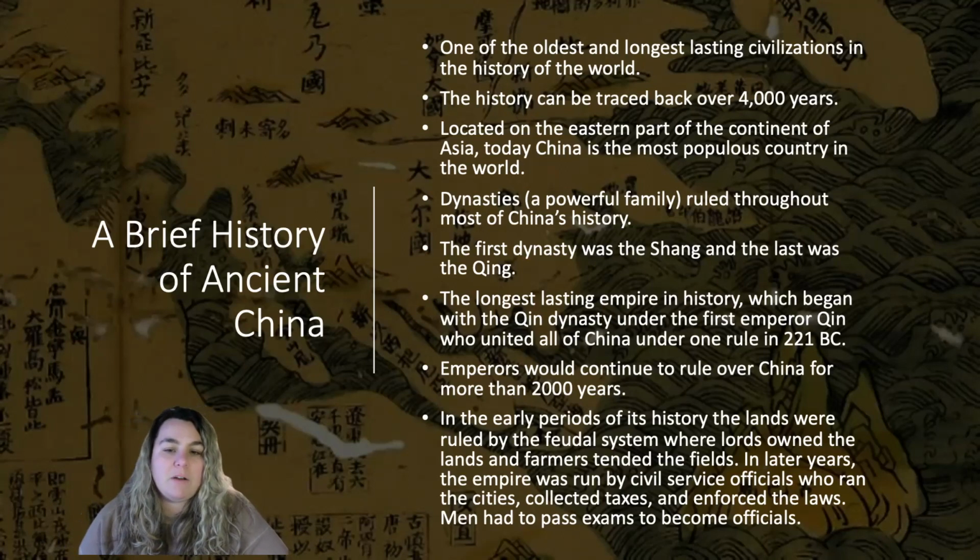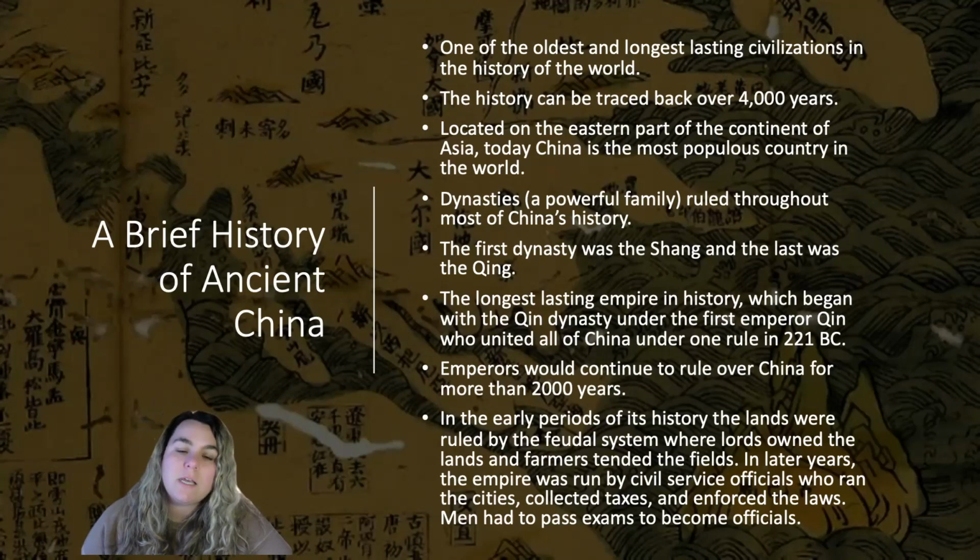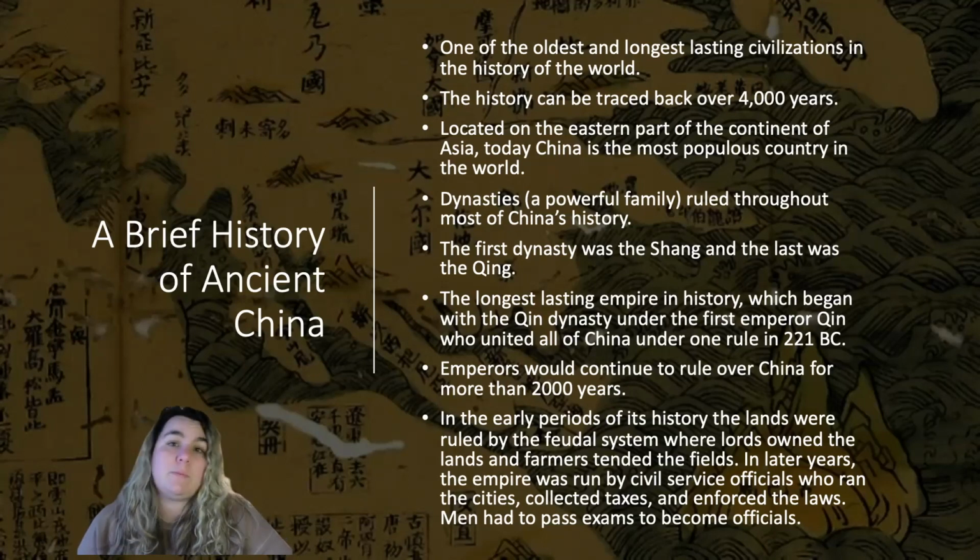In the early periods of its history, the lands were ruled by a feudal system where lords owned the land and farmers tended the fields. In later years, the empire was run by civil service officials who ran the cities, collected taxes, and enforced the laws. Men had to pass exams to become officials.